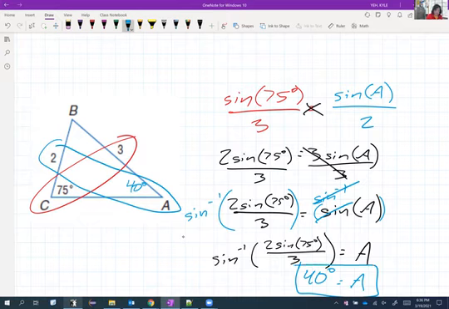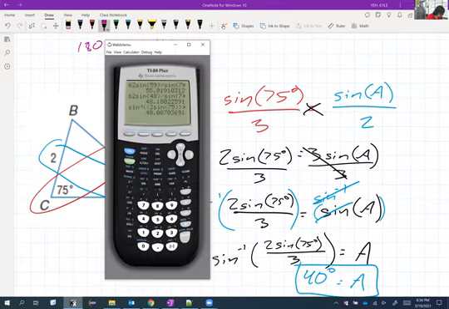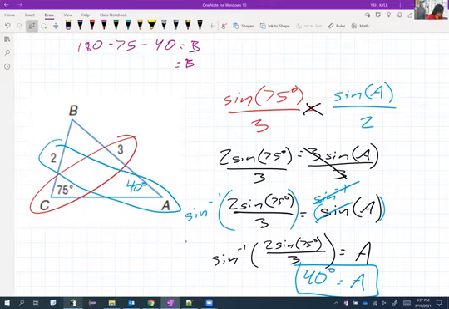Now, once I have that, I can find angle B because of the 180 trick. So I'll say 180 minus the 75 for C minus the 40 I just found for A equals B. So B is going to equal 180 minus 75 minus 40, 65 degrees. So I now have all three angles, and all I'm missing is side length B.